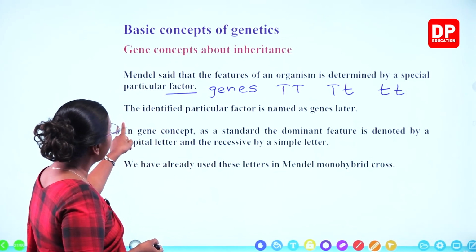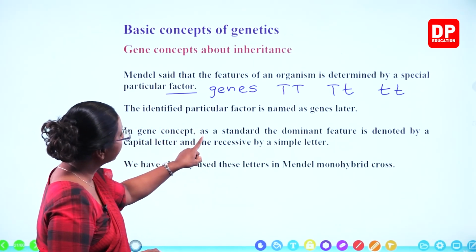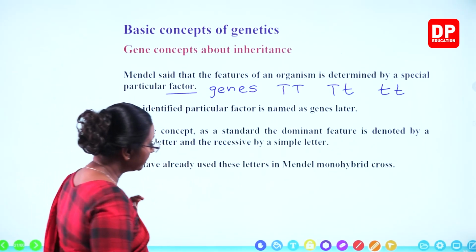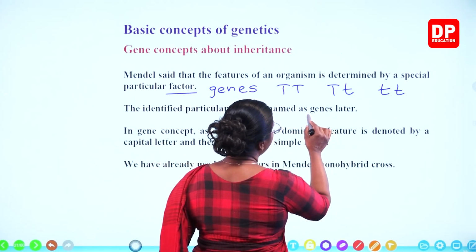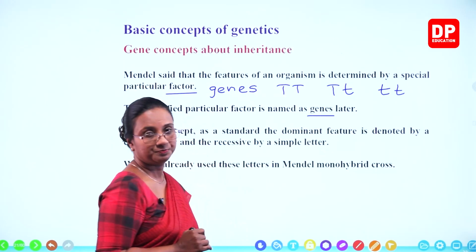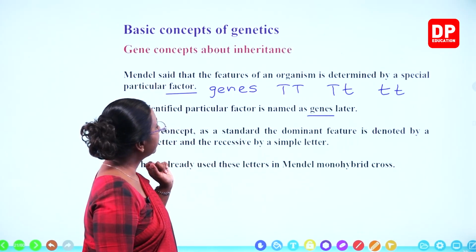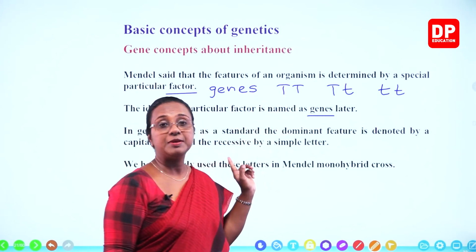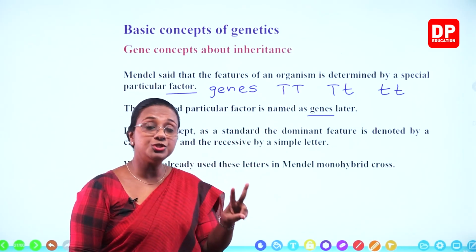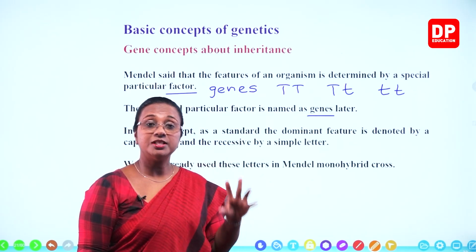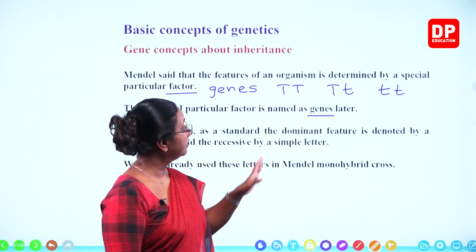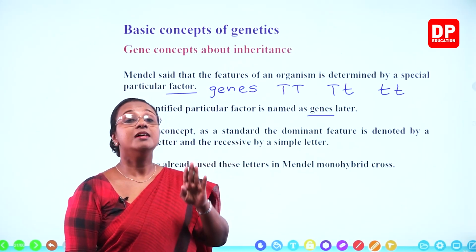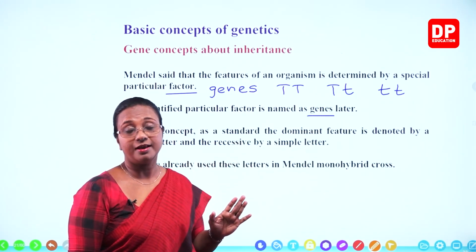So the identified particular factor is named as genes later. So that is very important. We call this as genes. The identified particular factor is named as genes. So capital T and capital T, two genes responsible for the dominant tall character. Simple T is the gene responsible for the recessive short character.